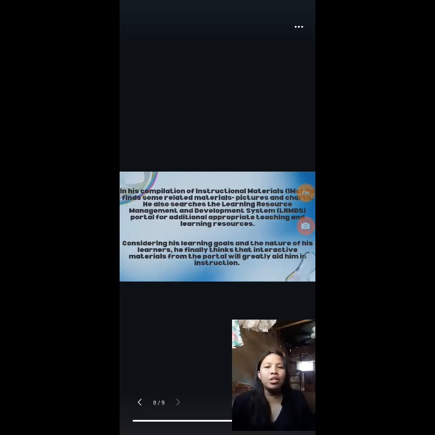In his preparation of instructional materials, or the IM, he finds some related materials, pictures, and charts. He also researched the Learning Resources Management and Development System, or the LRMDS portal, for additional appropriate teaching and learning resources. Considering his learning goals and the nature of his learners, he finally thinks that interactive materials from the portal will greatly aid him in instruction.